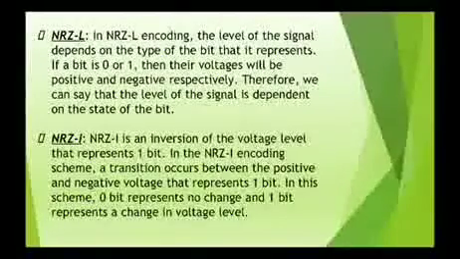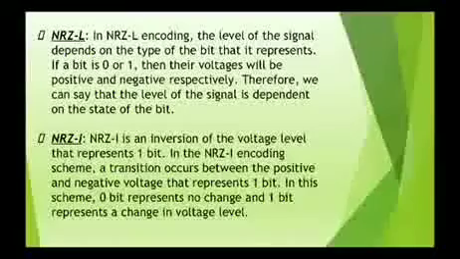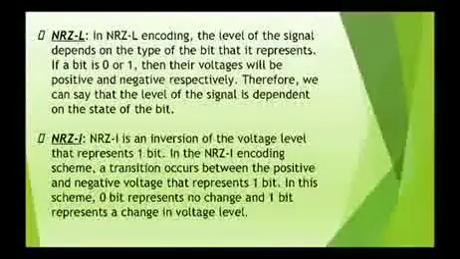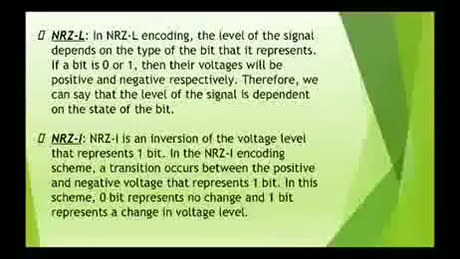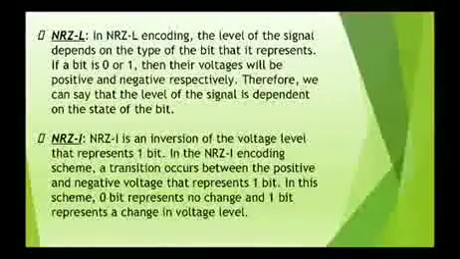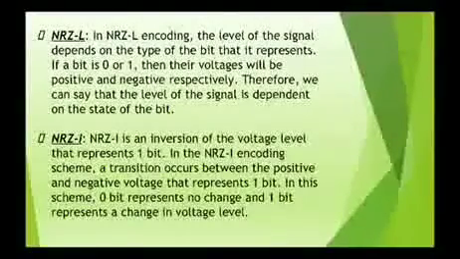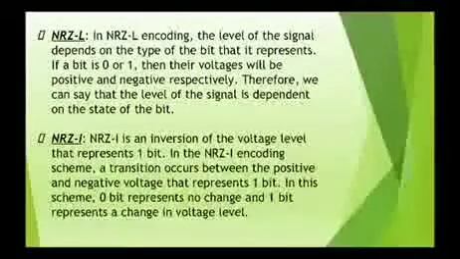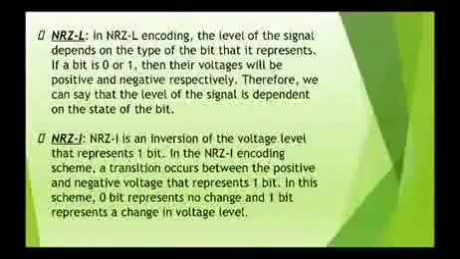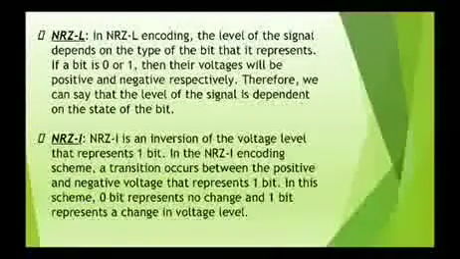Next, NRZ-I. NRZ-I is an inversion of the voltage level that represents a 1 bit. Wherever you find a 1 bit in the pattern, there is an inversion in the voltage level. So in the NRZ-I encoding scheme, a transition between positive and negative voltage occurs for a 1 bit. In this scheme, a 0 bit represents no change and a 1 bit represents a change in the voltage level.